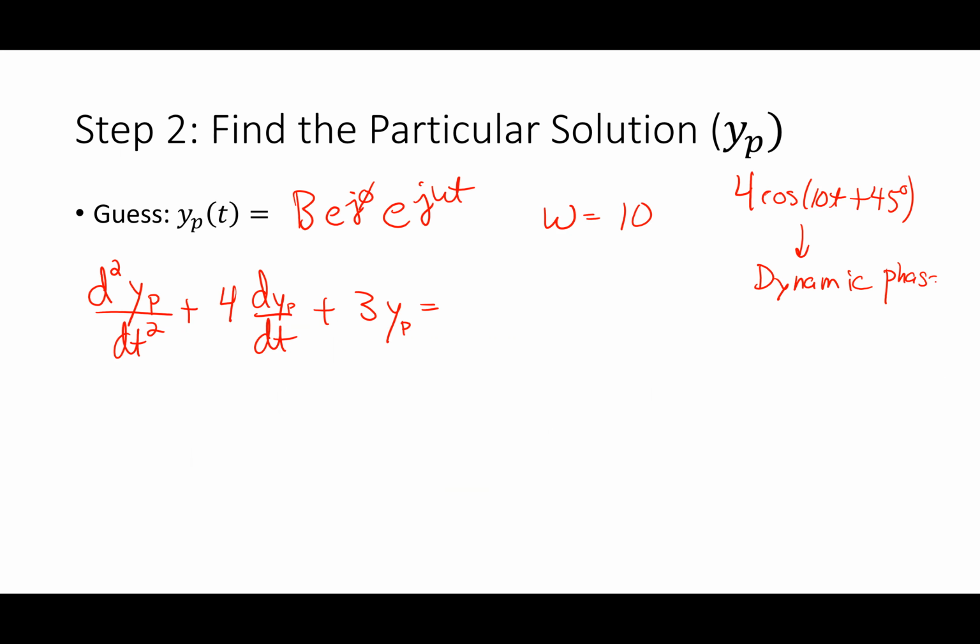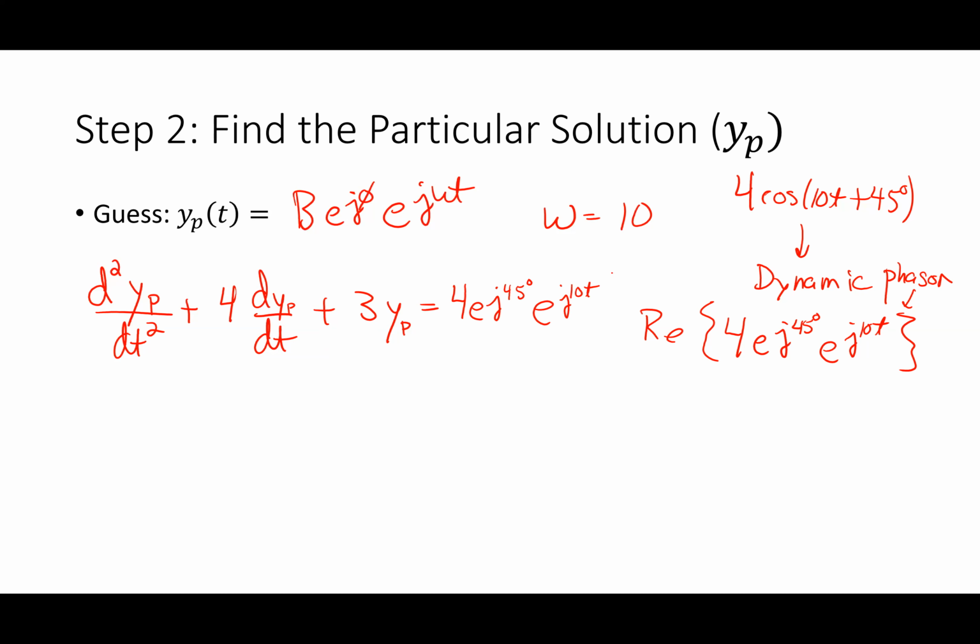Is it 2e to the 45t, e to the j 10t? So 4 e to the j 45 times e to the j 10t, right? So I said if I take the real part of that dynamic phasor, it gets me back to my original cosine. It would be 2 if I was talking about the 2 rotating vectors. In this case, I'm talking about 1 rotating vector, and I'm taking the real part of it. So this whole thing is equal to 4 e to the j 45 degrees times e to the j 10t.